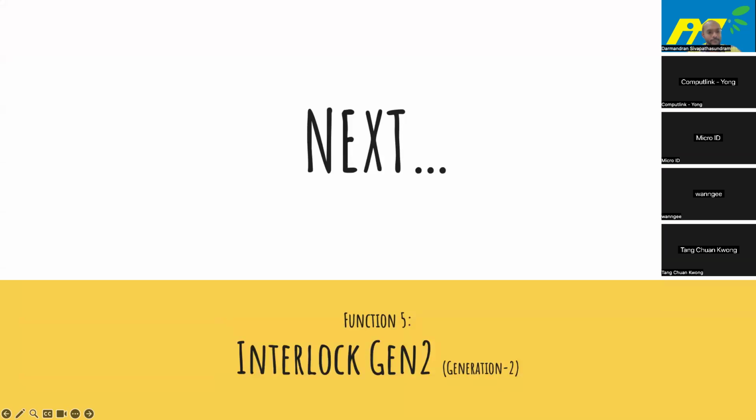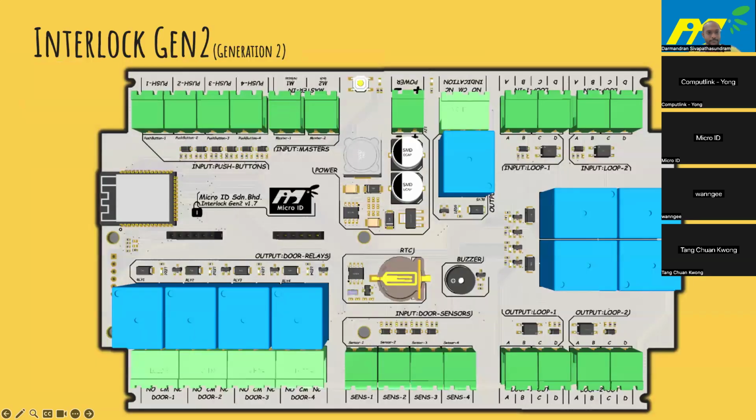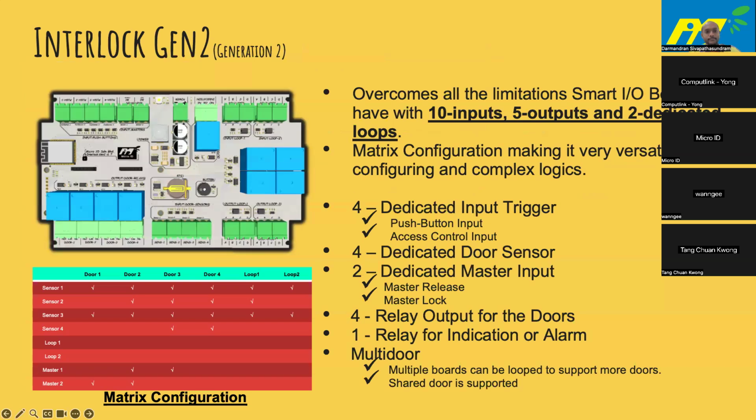Interlock Gen 2. The demand for Interlock was a lot. So we built a new Interlock board that can do many extra logics as well. And the board is also customizable to any scenario that is needed. This unique board overcame most of the limitations the IO board had. By increasing the inputs to 10 and having 2 dedicated loops for multi-door communication, the board has evolved from the simple IO board. So therefore we named it Interlock Gen 2.